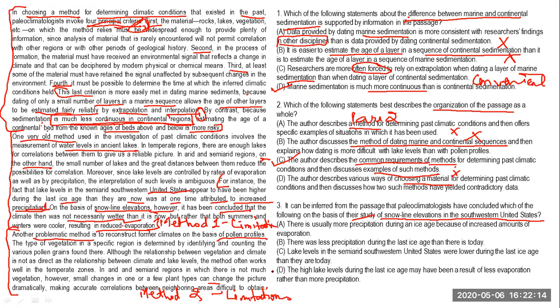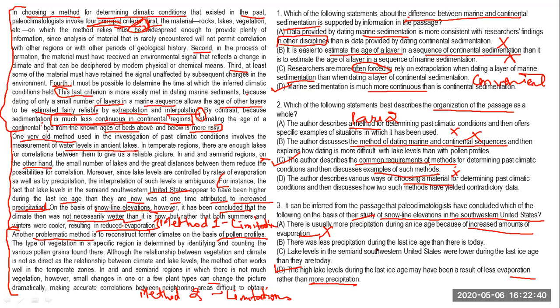If you look at the answer choices, D says just that. The high lake levels during the last ice age may have been a result of less evaporation rather than more precipitation. That is the correct answer. A is contradictory. A says there is usually more precipitation during an ice age because of increased amounts of evaporation. Well, there was no increased evaporation, it was reduced evaporation, as we just read.